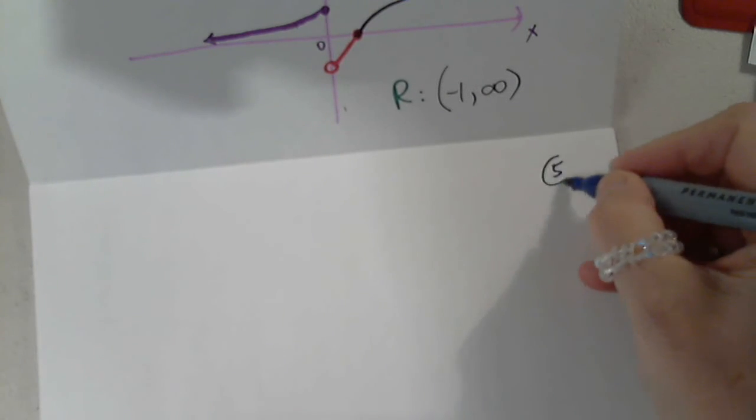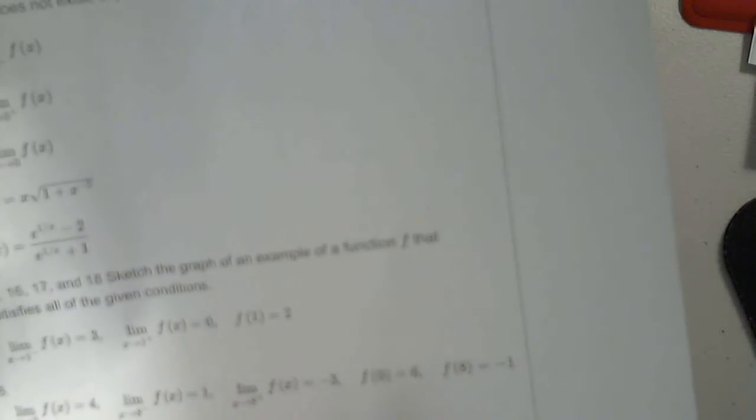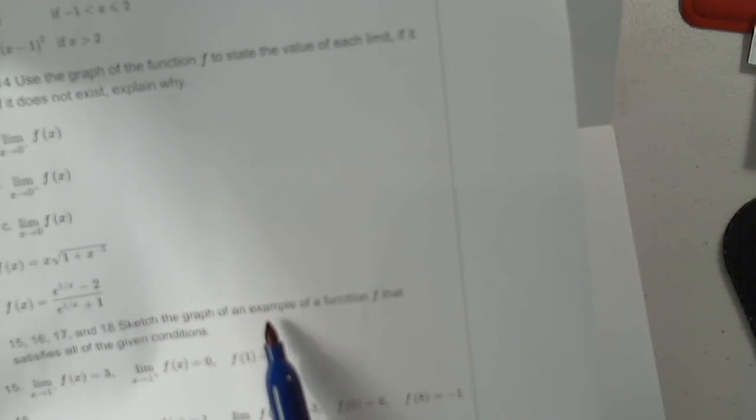So I'm on page 5. Okay, so we are given some conditions. Problems 15, 16, 17, 18. We're given a bunch of stuff, and we're asked to sketch the graph of an example. In other words, I can come up with one, you can come up with one, everyone can come up with one, and they will never be the same maybe. An example of a function that satisfies all the given conditions. The reason I like this type of problem is that it really solidifies what we are talking about here.